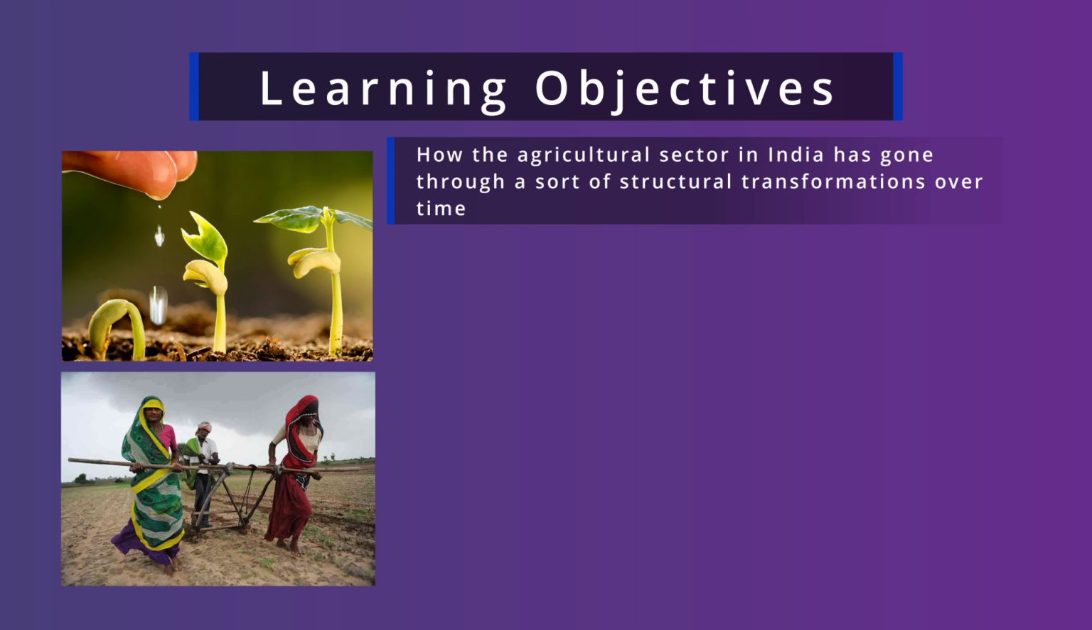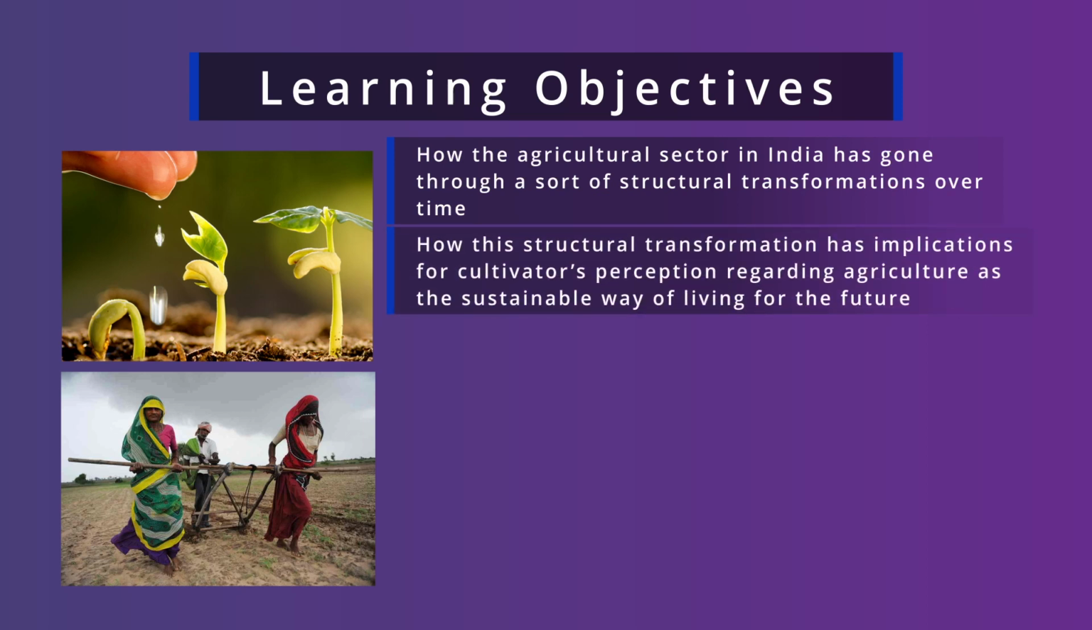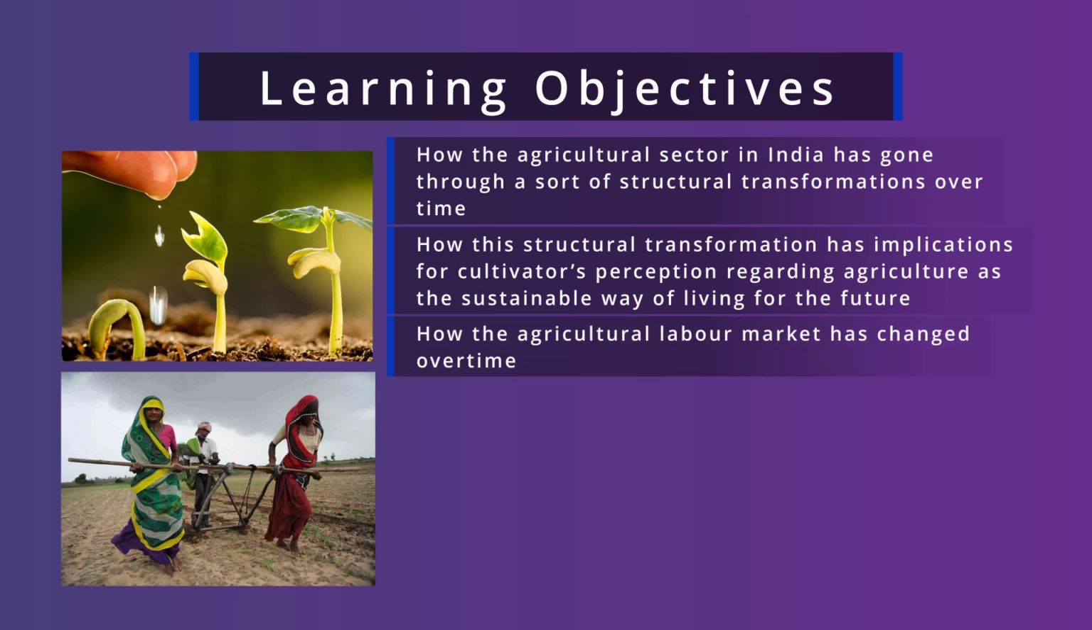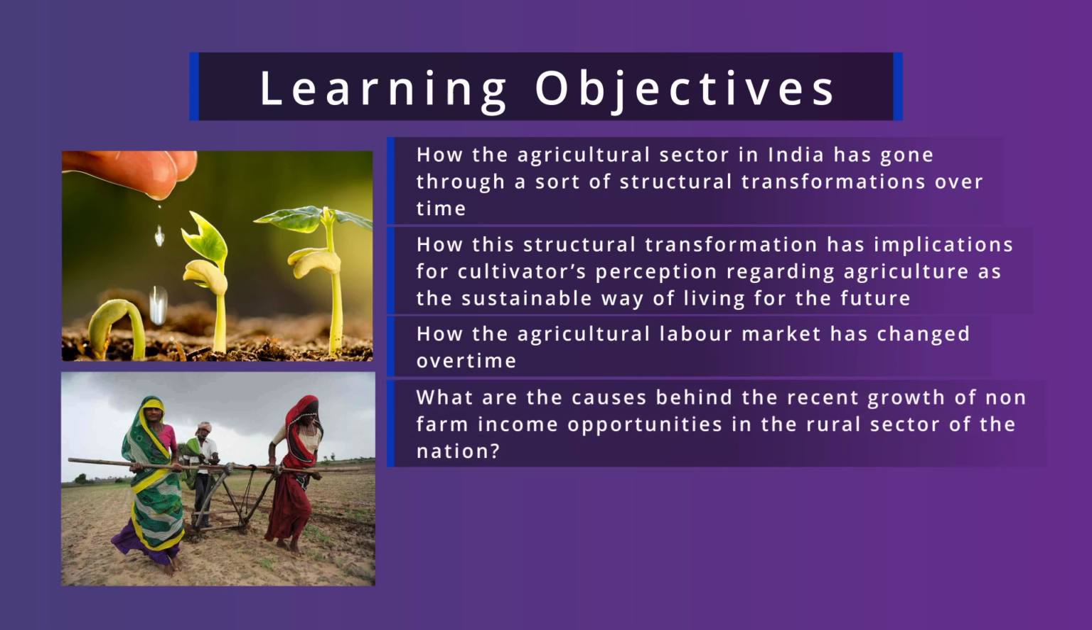After completion of this chapter, the students will be able to understand how the agricultural sector in India has gone through structural transformations over time and how this structural transformation has implications for cultivators' perception regarding agriculture as the sustainable way of living for the future. Second, how the agricultural labor market has changed over time.